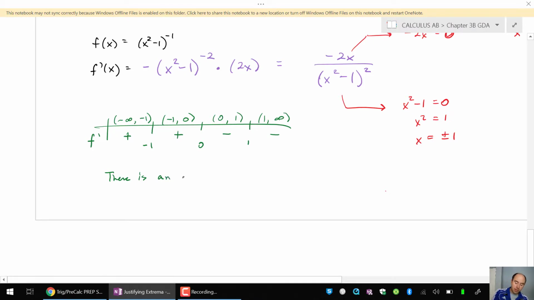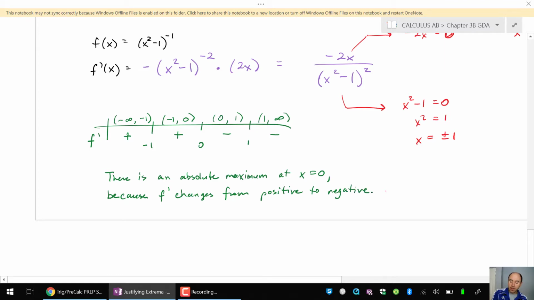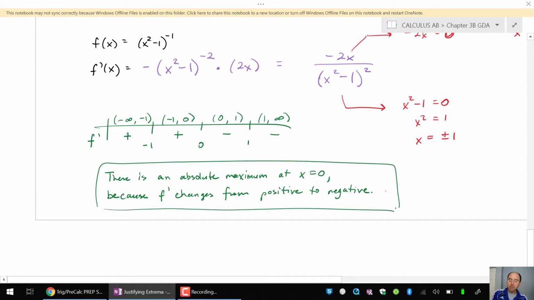There is an absolute maximum at x equals 0 because f prime changes from positive to negative. Please do not write any abbreviations. Don't use a plus or a minus in your formal justification. If you want to find what that maximum value is, then simply plug in 0 and find f of 0 in your problem. So there we go.